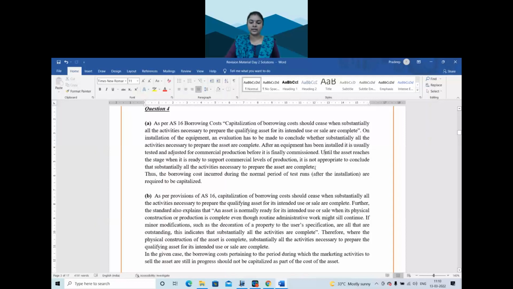Right? So here, the last line becomes your key. Until the asset reaches the stage where it is ready to support commercial production, it is not appropriate to conclude that substantial activities are complete. Therefore, the borrowing cost incurred during the normal period of test run shall be capitalized. Okay, so in this case, the 2 months period, we can go ahead and capitalize.